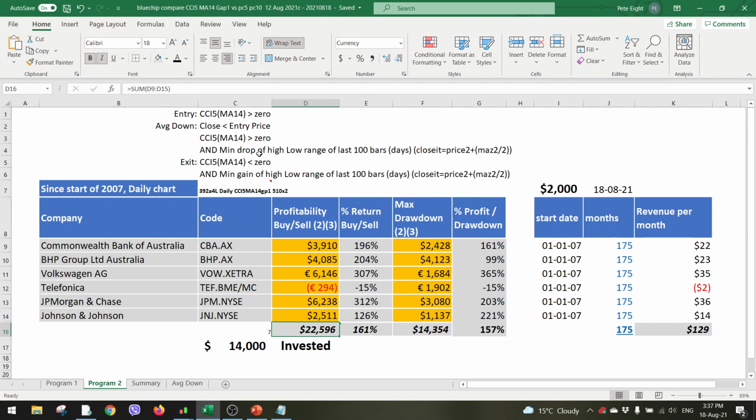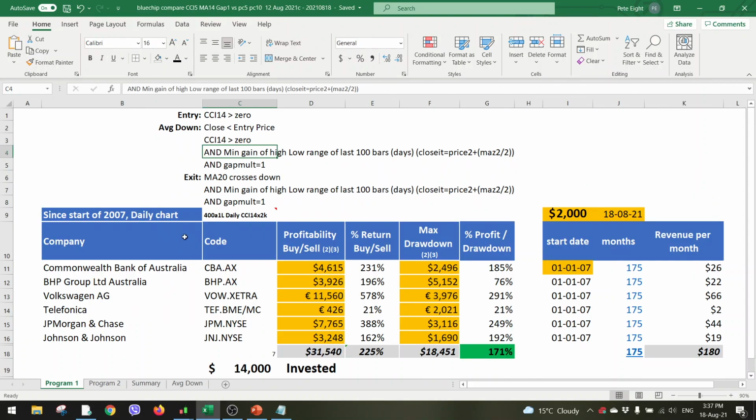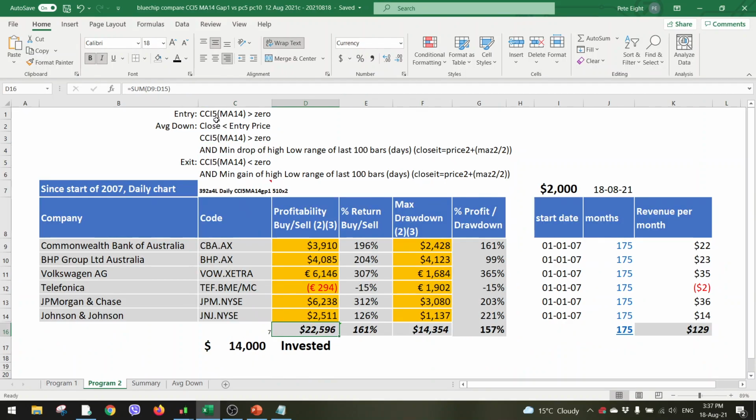This also uses that minimum gain requirement of the last 100 bars. The only difference between this one and the other one is we enter the other one, program 1, with CCI14 breaking greater than 0. Program 2 looks at CCI5, the moving average 14. So what that looks like in reality.